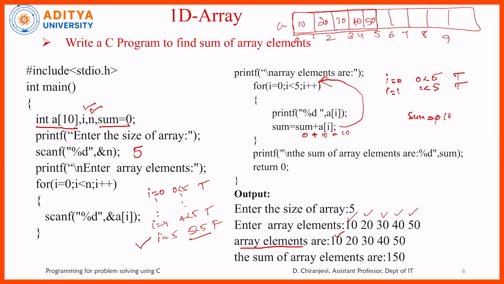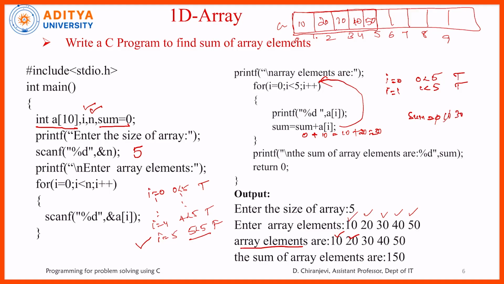If it is true, you are printing a of 1 value, a of 1 is 20, so 20 will be displayed. After that you are finding the sum. The updated sum value is 10, so 10 plus a of I, where I value is 1, a of 1 is 20. So 10 plus 20, you will get 30. So now the sum value is updated to 30.